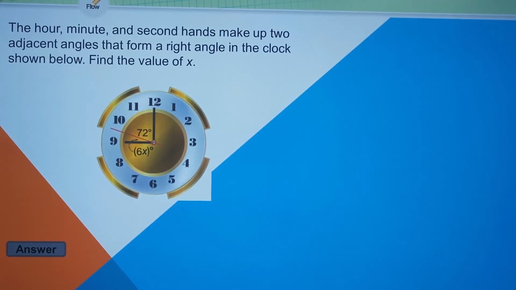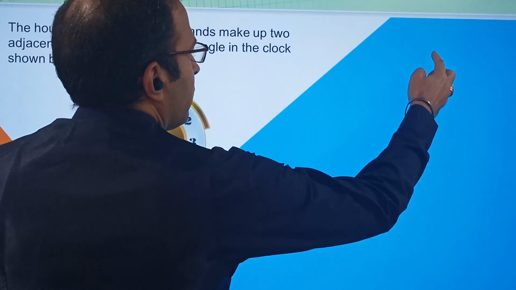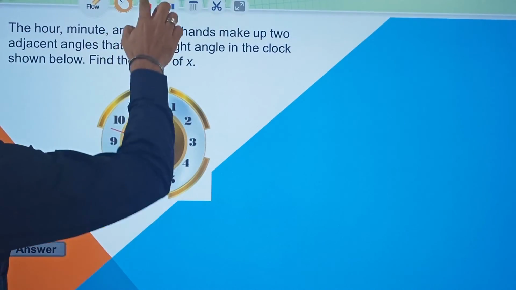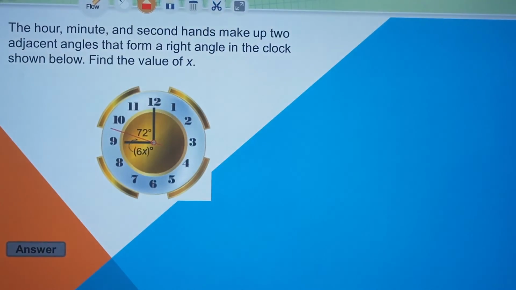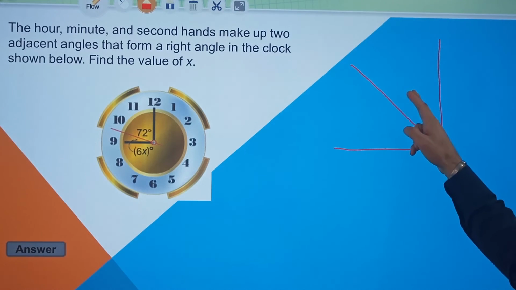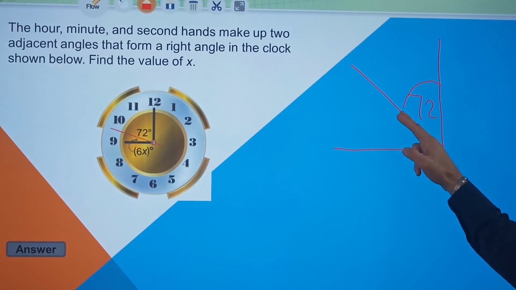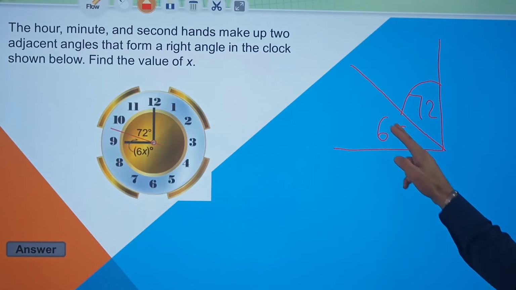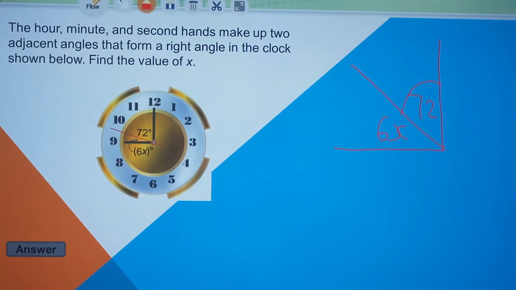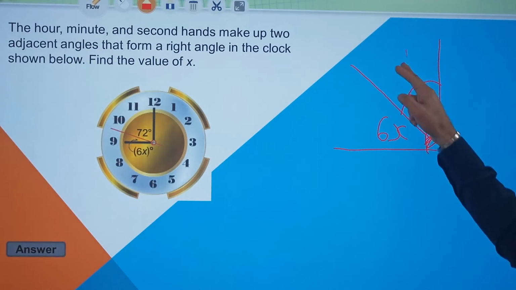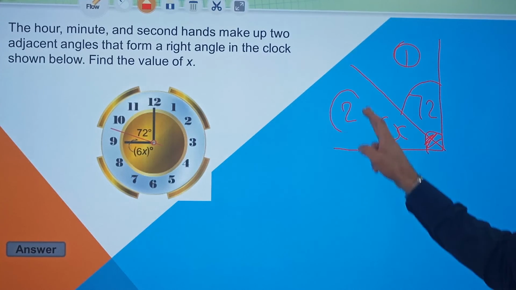Okay, my friend. I need to cut the geometrical figure from the watch or from this clock. So we will make this one by the shape. Cut the geometrical figure only from the watch. I have here 72 and I have here 6x. Look with me carefully. So I have these two. This will make an L letter. So the two angles here, I can call this angle number 1 and angle number 2.